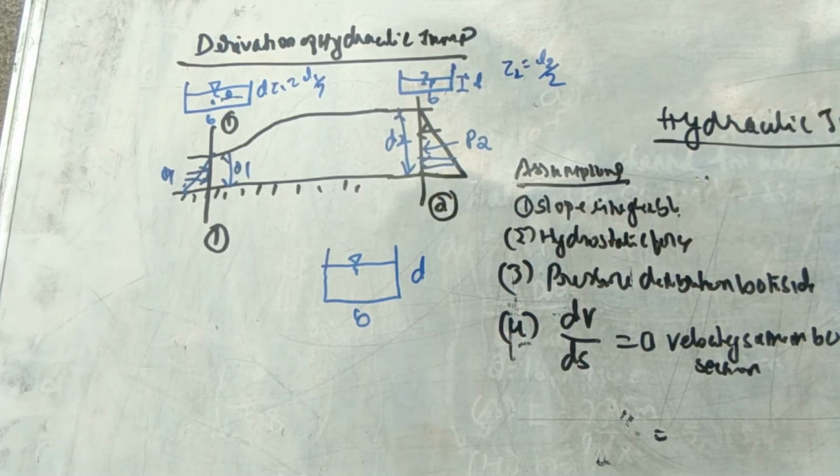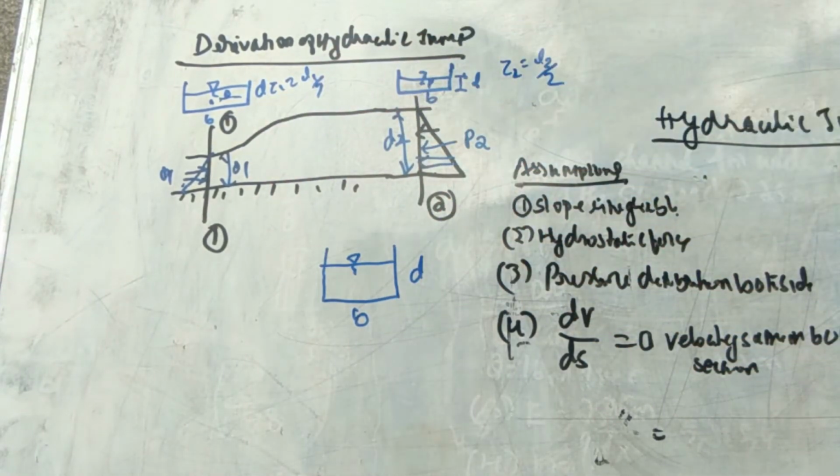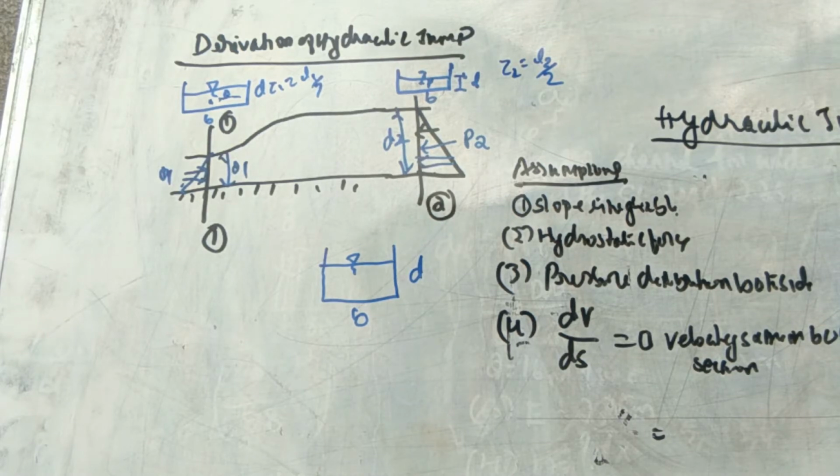When we are deriving the hydraulic jump, there are two sections, section 1 and section 2. I am considering the assumptions: the slope is negligible, because we are considering very small slopes. The second is the hydrostatic force we are considering, and the pressure distribution diagram is drawn on both sides. The velocity is the same in both sections 1 and 2.